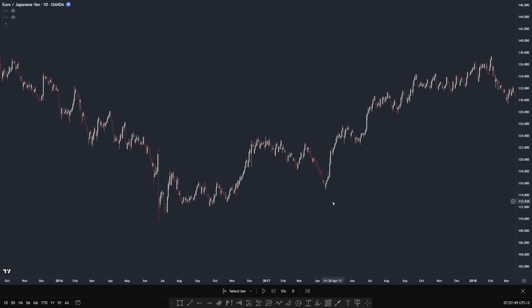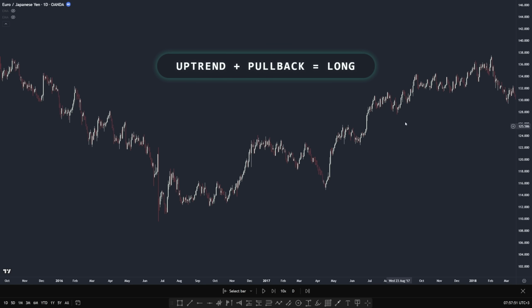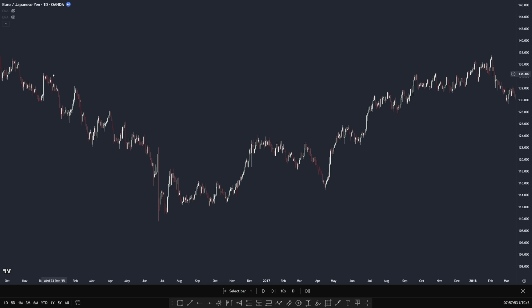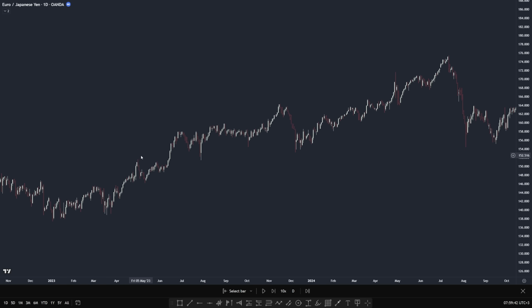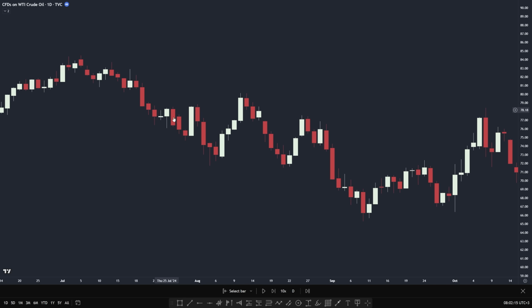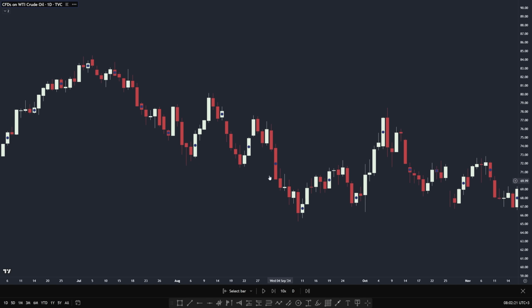This is how the engine works. You buy pullbacks inside uptrends, and you short pullbacks inside downtrends. That is the entire swing trading game. Price climbs, dips, climbs, then dips again. Each of those dips inside the climb is your entry window. Now flip it. Price drops, bounces into the trend, drops, bounces again. Every bounce is a short window.